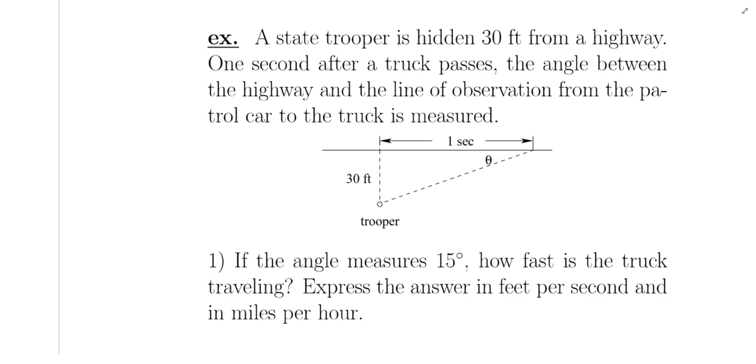All right, next problem. We have a state trooper right here that is hidden 30 feet from a highway. So this is the highway right here, and he's 30 feet away from it. 1 second after a truck passes, the angle between the highway and the line of observation of the patrol car is theta. So this is a car. After 1 second, the car is here, and the angle of elevation between the trooper and the car after 1 second is theta.